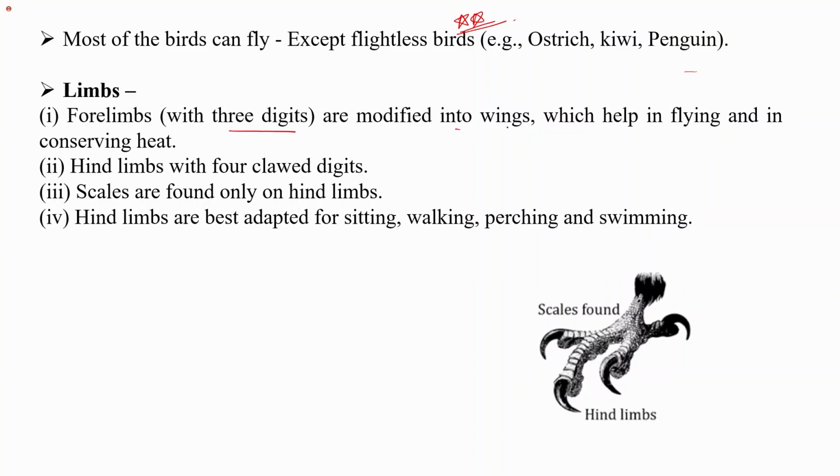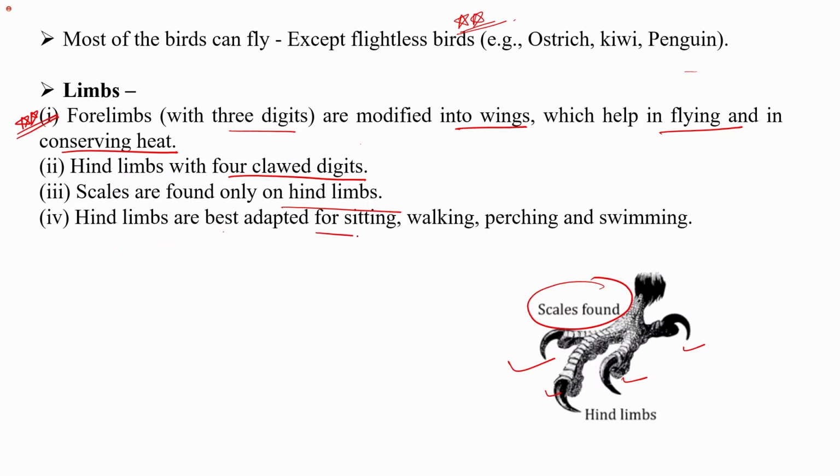Forelimbs are modified with 3 digits into the wings, which help in flying and in conserving the heat. Hind limbs have 4 clawed digits. You can see here they are 4 clawed. Scales are found only in the hind limbs.